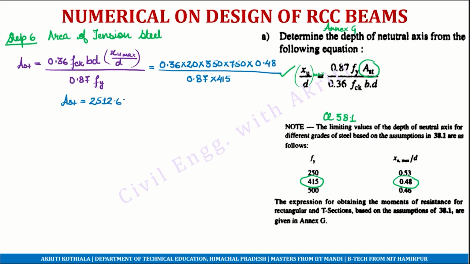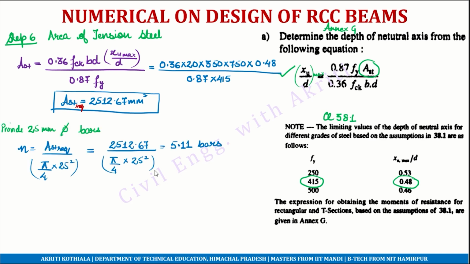2512.67 millimeter square. So this is the area of steel required for this given moment which we've calculated. However, we have to convert it into number of bars. So number of bars will be equal to area of the steel divided by the area of one bar. First we'll have to assume the diameter of bars which we are going to provide. Assuming that we are providing 25 diameter bars, we obtain a value of 5.11 bars.